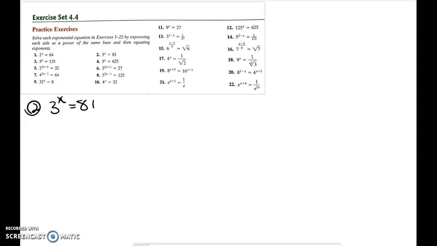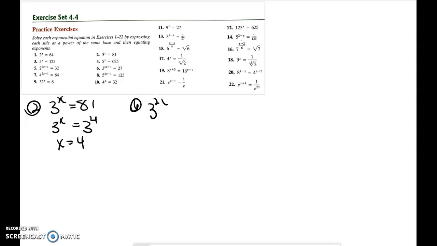So starting with number 2, 3 to some power is supposed to be equal to 81. If you recognize what that power is, life is good. You can just write down what that value is. But if we just use this to think of the process that we're using here, if the bases are the same, the exponents have to be the same. So there's just no solving on this one. X has to be equal to 4. No other work to do. We'll skip 4. We'll move on to 6.